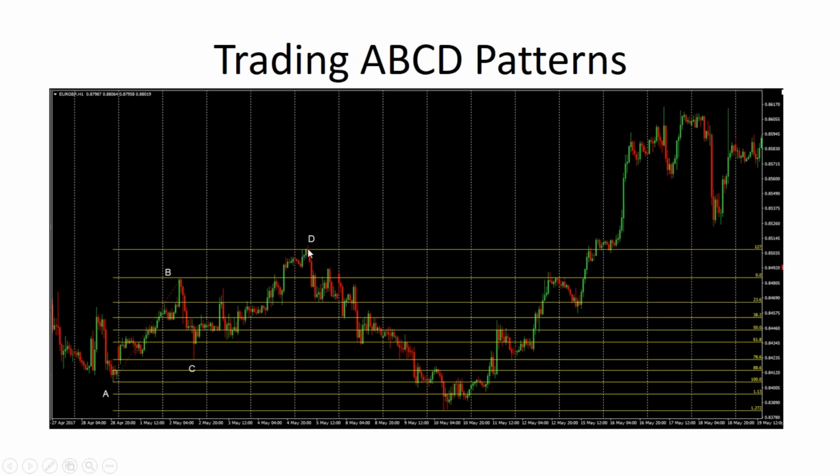into the 1.272 extension of that AB leg. So at this point here, we've got the completion of our ABCD pattern, and you can see that from there, we have our sell zone and price reverses and sells off.